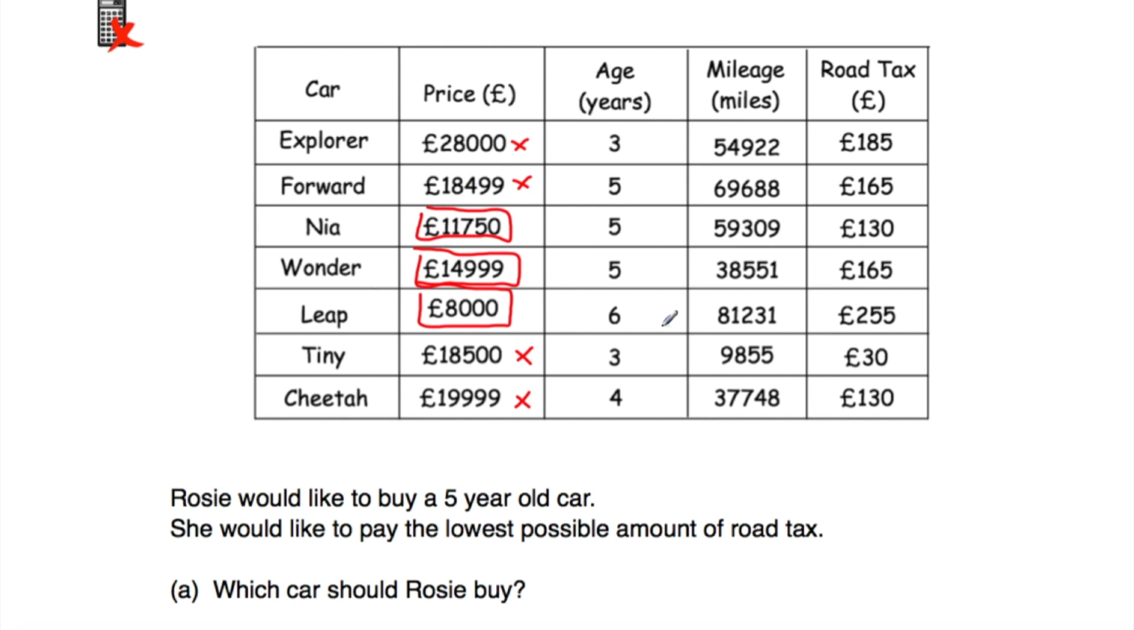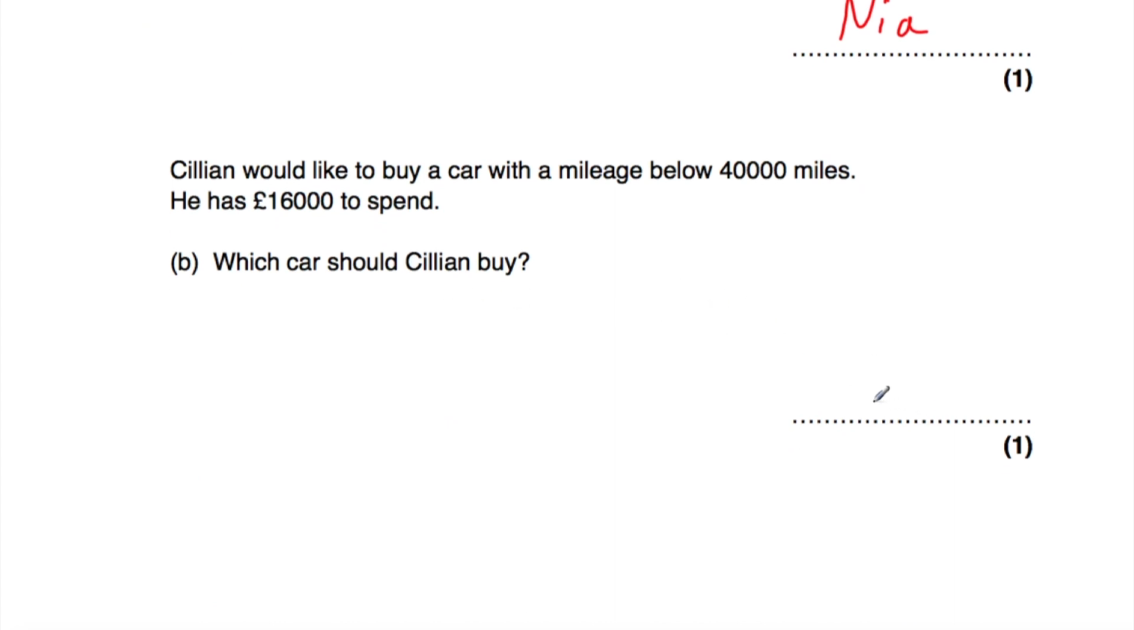Now, in terms of the mileage, we were trying to find the mileage that is under 40,000 miles. Now, if we have a look at the mileages, we've got 59,309. No, that's not below 40,000. We've got 38,551. That is below 40,000. And then we've got this one with a mileage of 81,231. So no. So that means there's only one car that satisfies the conditions that Killian had. He wanted to buy a car which costs £16,000 or less that has a mileage under 40,000 miles. So that means that he should buy the Wonder car. Which car should Killian buy? The Wonder.